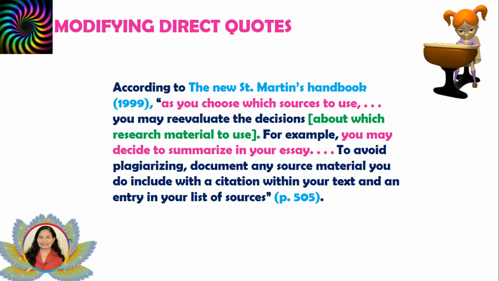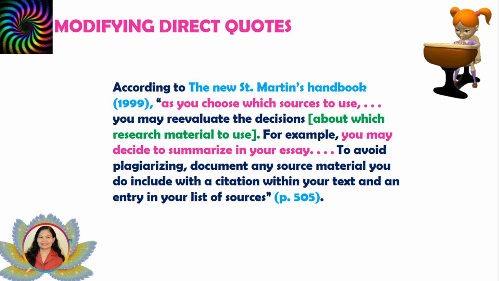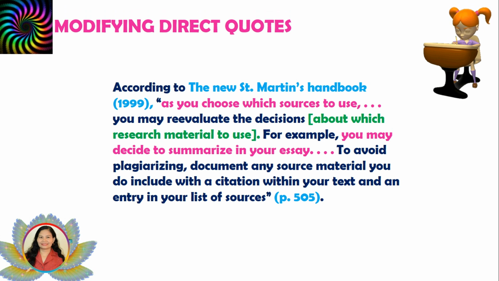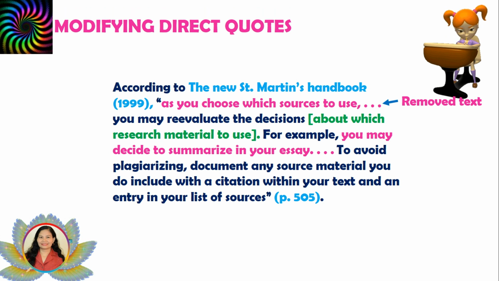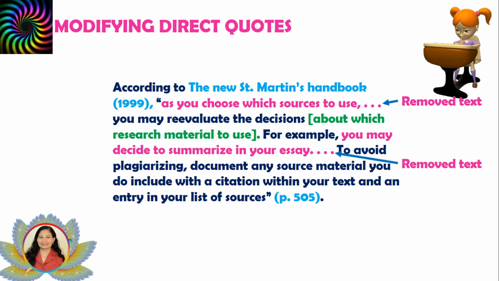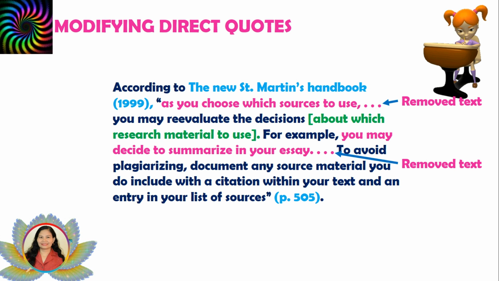Direct quotes can be modified if you want to remove some information which is not related to your study or can add some text. When omitting an important information from the beginning or middle of a quote, use an ellipsis to indicate where the information has been removed. When omitting words from the end of a quote, put the period at the end of the sentence followed by the ellipsis. When adding your own words to a quote, put the words in brackets.